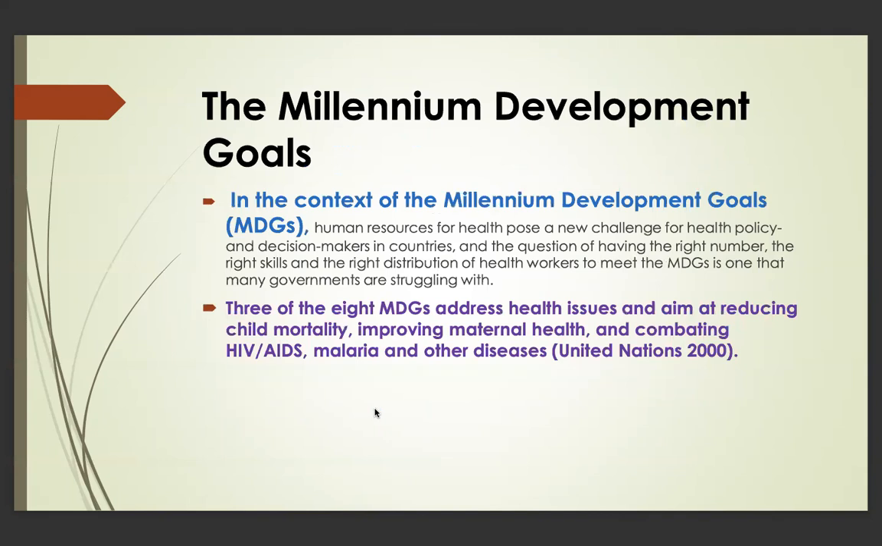The Millennium Development Goals. In the context of the Millennium Development Goals, human resources for health pose a new challenge for health policy and decision makers in countries, and the question of having the right numbers, the right skills, and the right distribution of health workers to meet the MDGs is one that many governments are struggling with. 3 of the 8 MDGs address health issues and aim at reducing child mortality, improving maternal health, and combating HIV or AIDS, malaria, and other diseases.